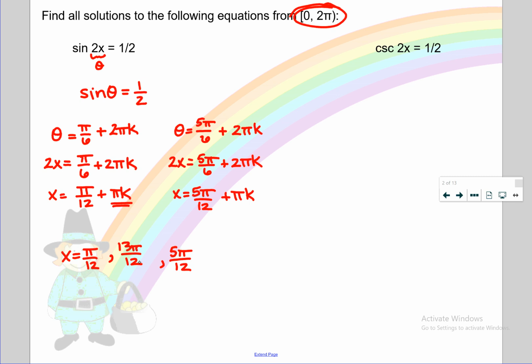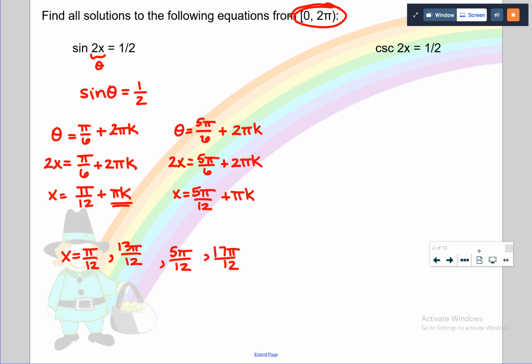So if I go to 5 pi over 12, we know that's an answer. If I add pi to that, what do we get? There's 12 twelfths. 5 twelfths and 12 twelfths gives me 17 twelfths. If I add 12 twelfths to that, what do I get? 29 twelfths, which is bigger than 2. It's past that limit I have of 0 to 2 pi, so we have 4 answers. And that's it.